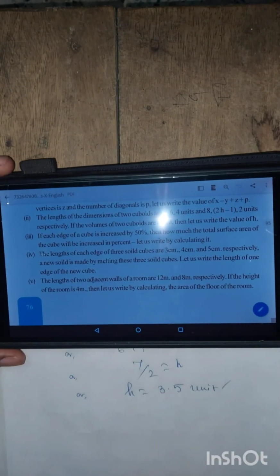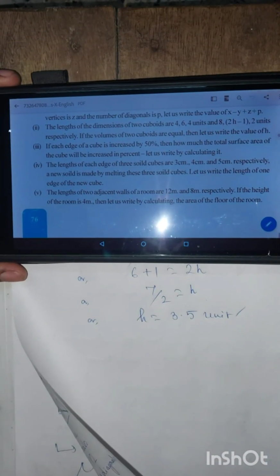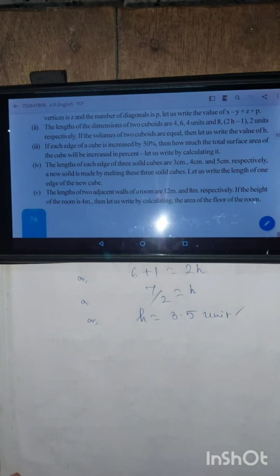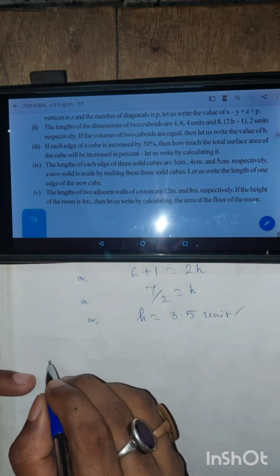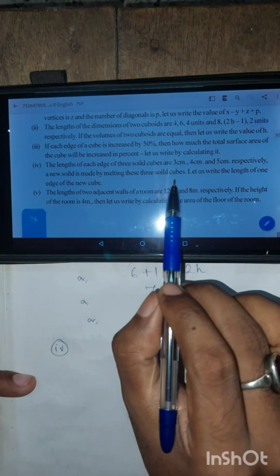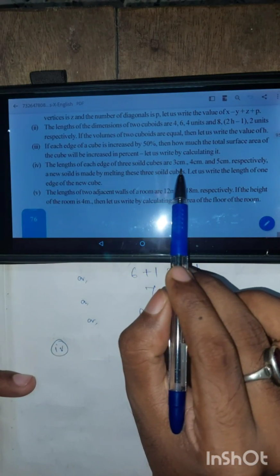Question number 4 says the lengths of each edge of three solid cubes are 3 centimeter, 4 centimeter, 5 centimeter respectively. A new solid is made by melting these solid cubes. Let us write the length of one edge of the new cube. So the length of edge of three solids.